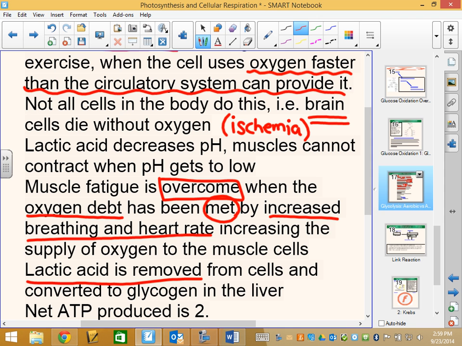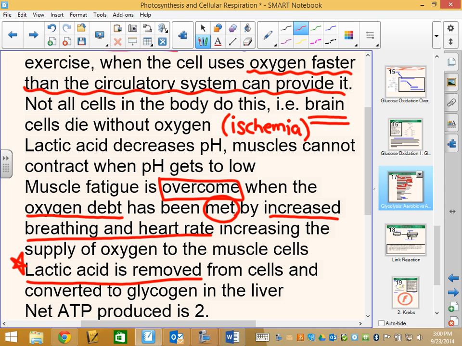Incorrect. Lactic acid gets washed out as soon as you start breathing fast enough to replace the oxygen that was missed. And so one of the things we're going to talk about is, why do your muscles actually still hurt 2 or 3 days after you've exercised? Because the answer is not lactic acid.